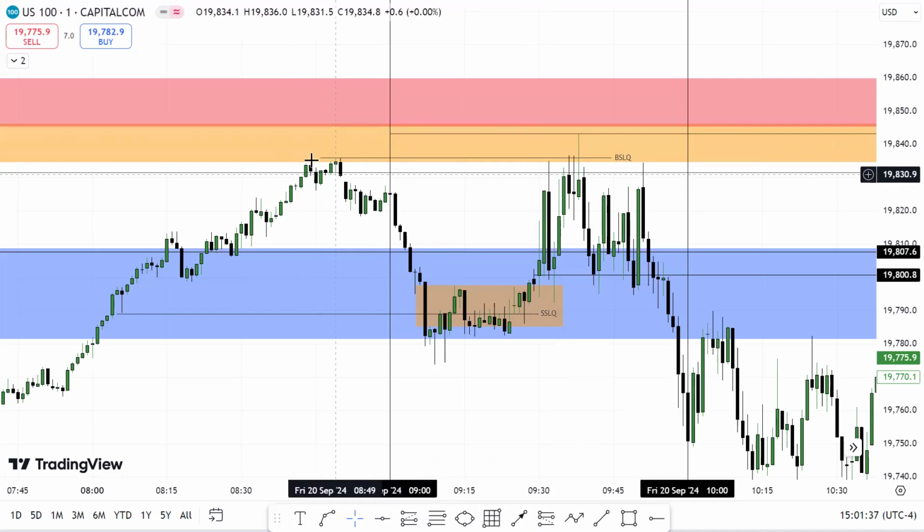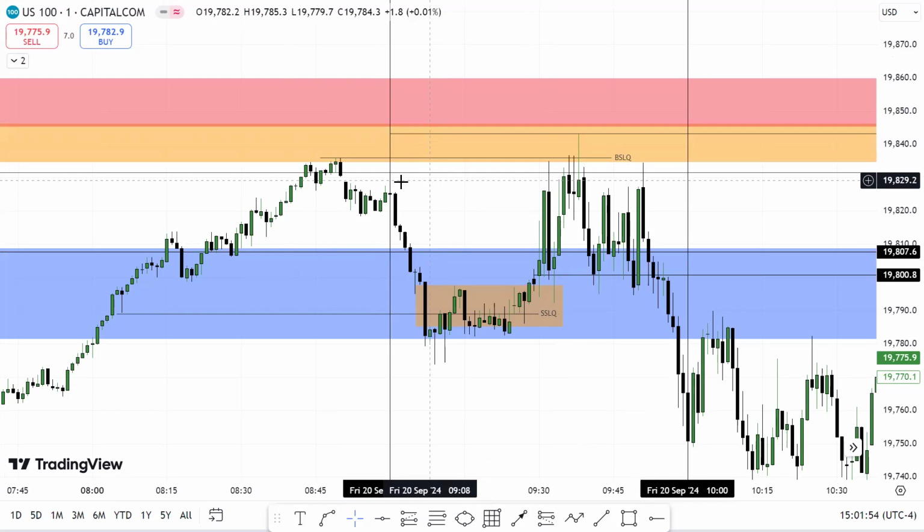The model is, once we have a buy side liquidity and it's in a higher time frame PDRA, like the 1 hour fair value gap, the 2 hour fair value gap, and probably the 4 hour fair value gap or daily fair value gap, if it's a bearish fair value gap, we are looking for opportunities to sell.